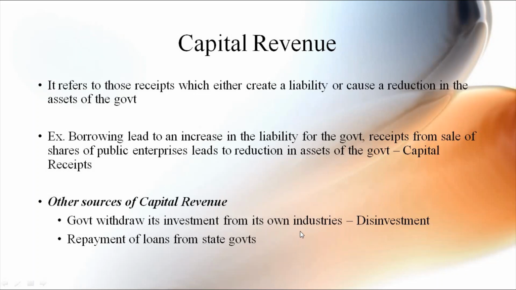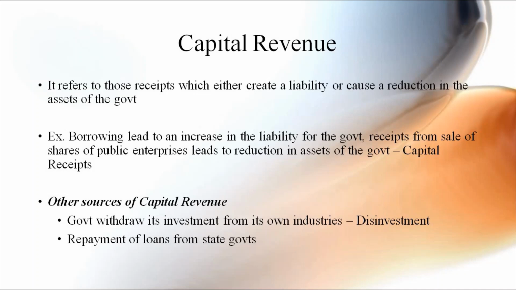There is another source of income we are discussing here: repayment of loans from the state government. The central government will give loans to the state governments, and from time to time they will repay them. When they repay, it will be income for the central government. There will also be interest on the loan. So like this, there are other sources of capital revenue for the government.